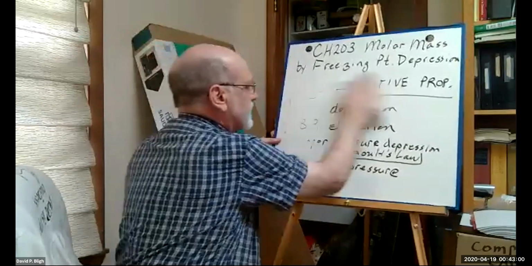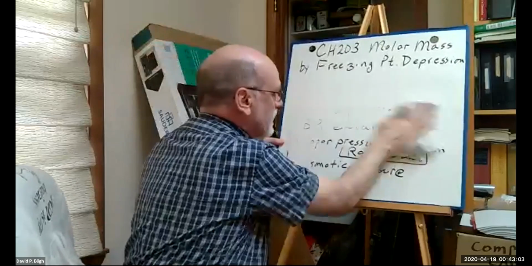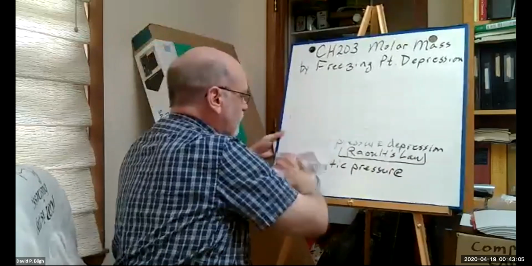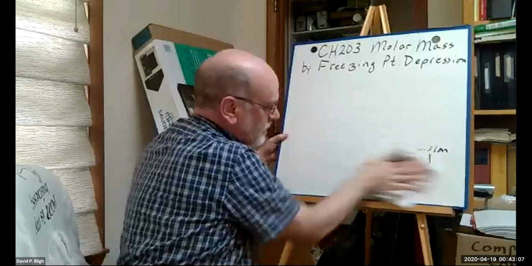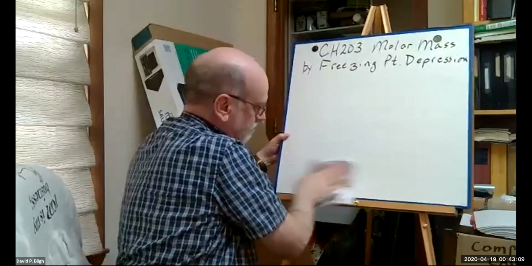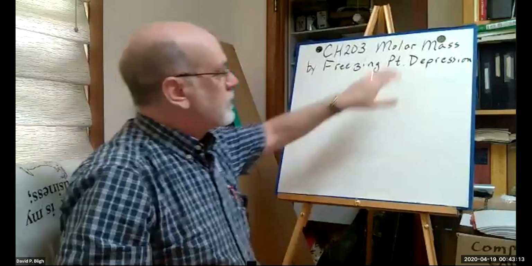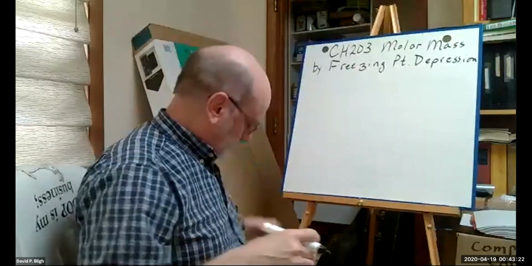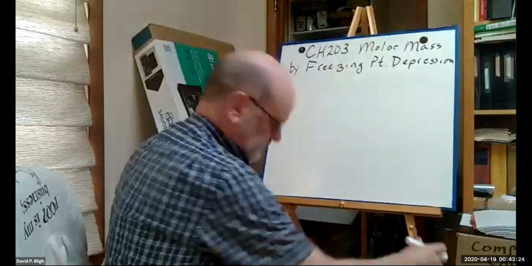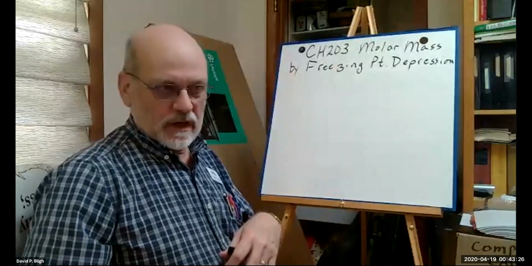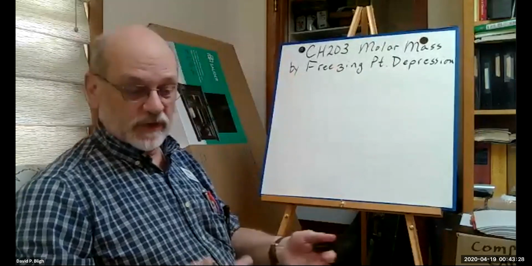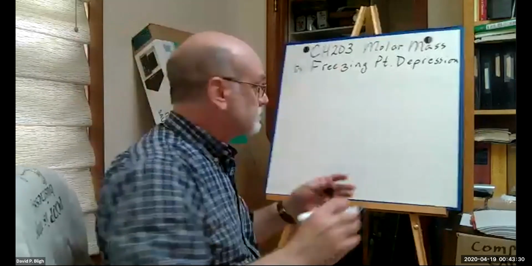It's the easiest one to do, so it made sense to pick this one. All right. So we know what colligative properties are, and we know we're going to use the colligative property, freezing point depression, to determine the molar mass of benzoic acid. All right, so what's the quantitation of freezing point depression? Well, we're going to use a formula.